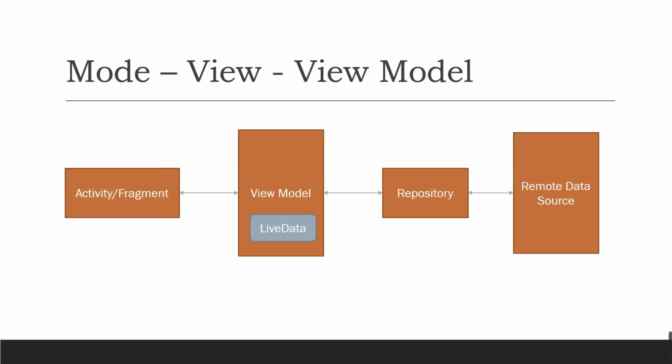So this is what we're going to achieve. From the activity or a fragment, it will request the view model. The view model will update the live data. So live data will observe the views. That way, if the view is active, it will update the data. But the view model will request the repositories to access the remote data source.